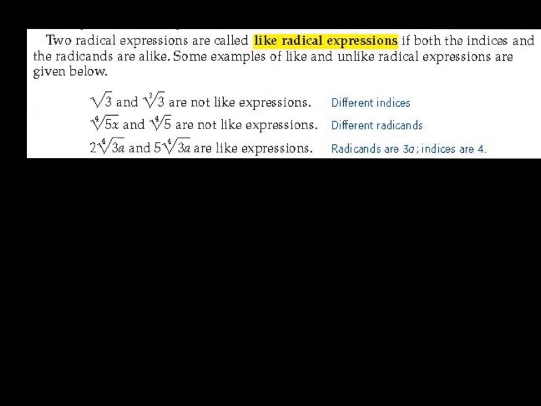Two radical expressions are called like radical expressions if both the indices and the radicands are alike. Some examples of like and unlike radical expressions are given below. Square root of 3 and cube root of 3 are not like expressions because they have different indices.